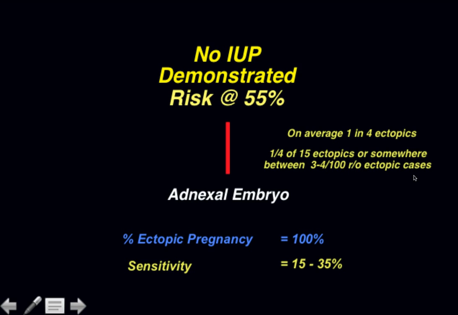So that's 1 out of 4 of the 15 ectopics, or somewhere between 3 and 4 per 100 cases where the patient comes with a requisition that says rule out ectopic pregnancy. So the 3 or 4 per 100 times that you see an adnexal embryo when you have a requisition in your hand that says rule out ectopic pregnancy gives you the false impression that you don't detect adnexal embryos as well as has been stated in the literature. It's likely that you actually do.